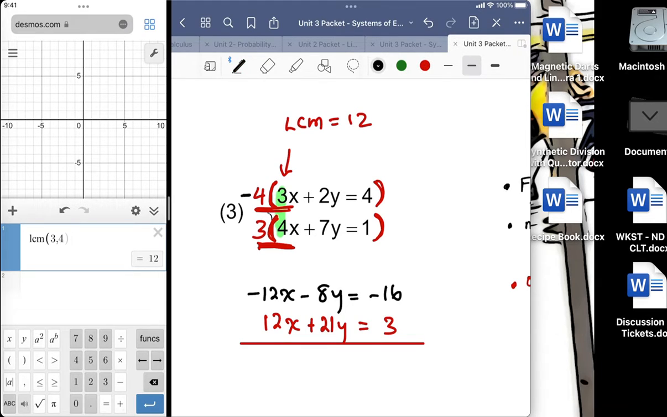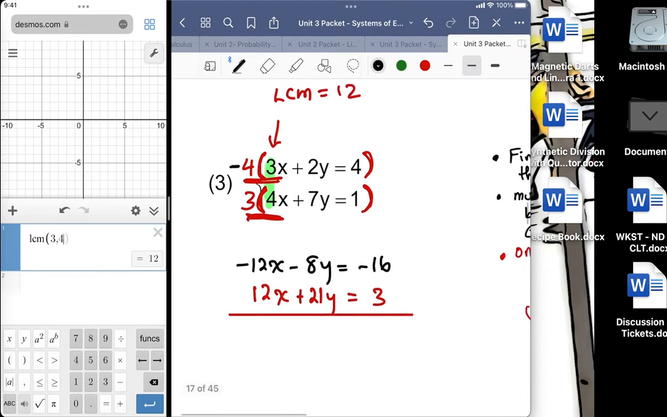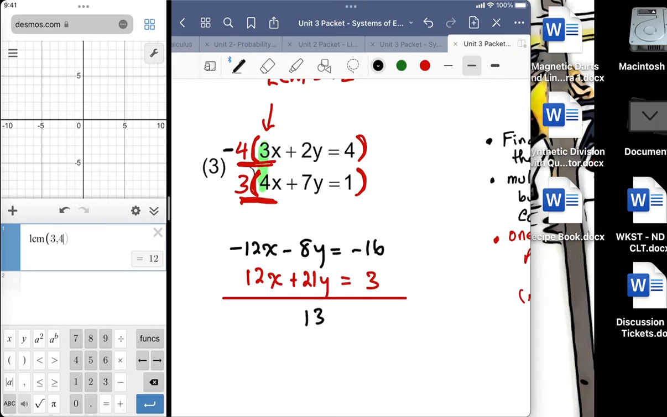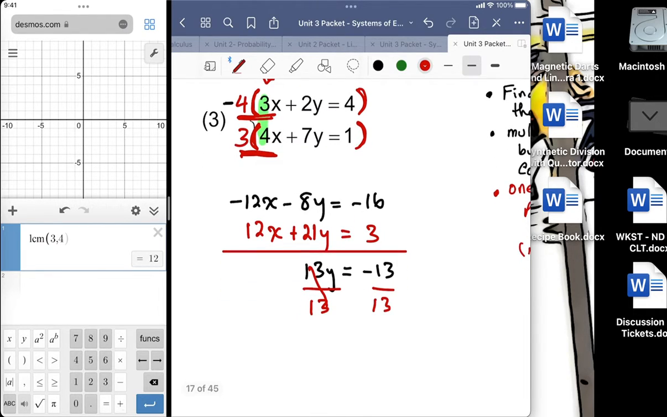Now we're ready to rock and roll, because those two equations can be added together, and in doing so, we're going to cancel one of the variables. One of those variables is gone. The x is going to go away. -12x plus 12x is 0. We're going to get 13y is equal to -13. Property of equality, divide by the 13, and you get y is equal to -1. So we have a solution now.